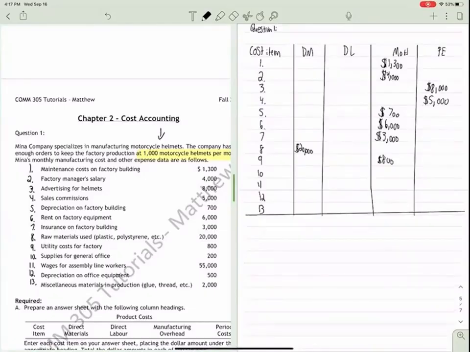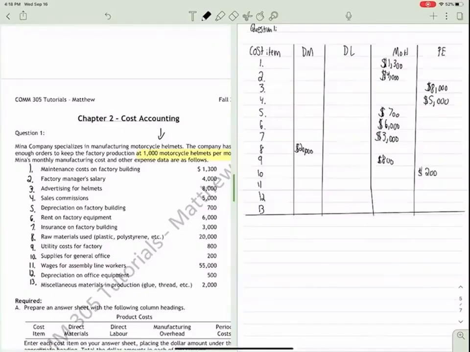Okay, point number 10, supplies for the general office. Guys, is that a product cost or a period cost? Period cost. Why is that a period cost? Because we see the word office. We use an office for sales, okay? Hope that's very clear with everyone. You see office, you see store, you assume that is used for selling, you assume a factory is used for making. So you guys are right on the ball. Good job. So supplies for general office, 200. Let's put that right in there.